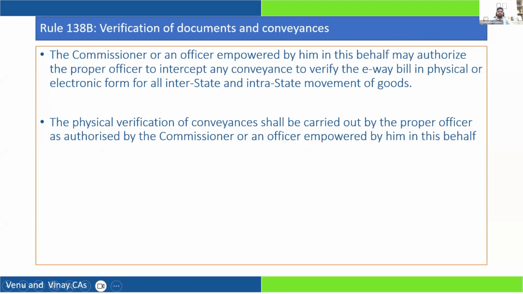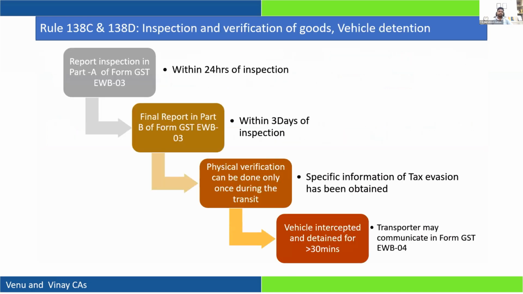So coming to the verification of documents. Rule 138B talks about the commissioner or an officer who is empowered to verify the e-way bill. This has given a power to the commissioner or an officer authorized by him. If he desires to verify the e-way bill, he can. And similarly, for the conveyance, if he desires to carry out a physical inspection of the conveyance, he can do so. That's the power given to the commissioner or the officer authorized by him.